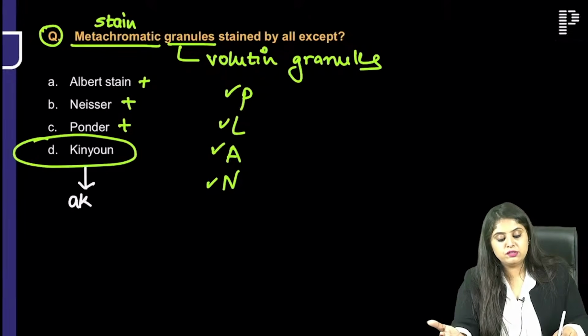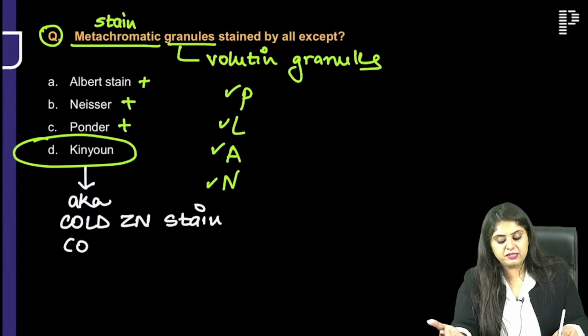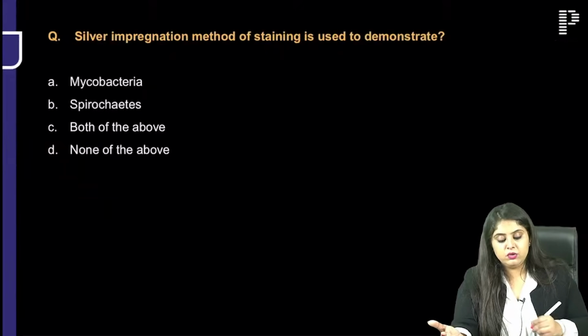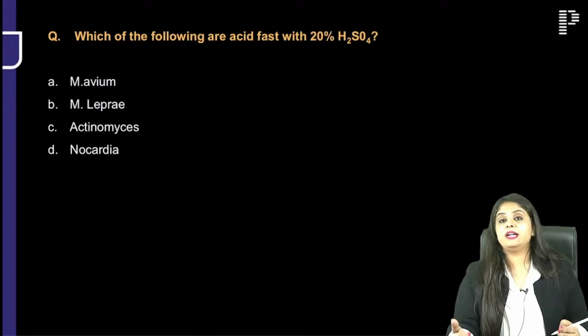Kinyoun stain is also known as what? Kinyoun stain is known as the cold ZN stain, and cold ZN stain is done for which parasites? It is done for coccidian parasites. Okay, coming to the next. This is a question you can do right now.